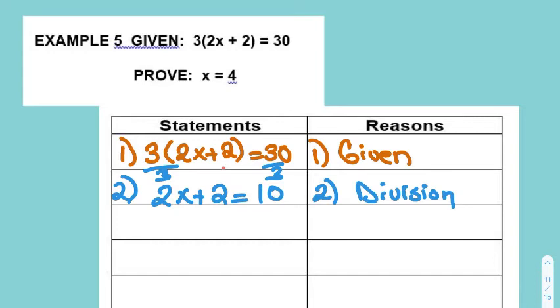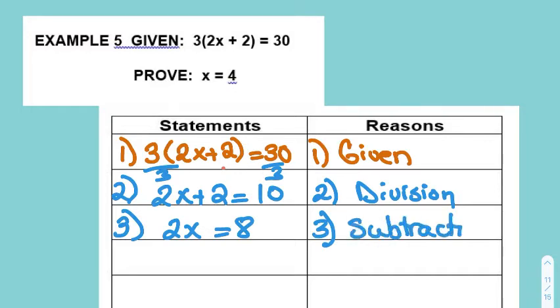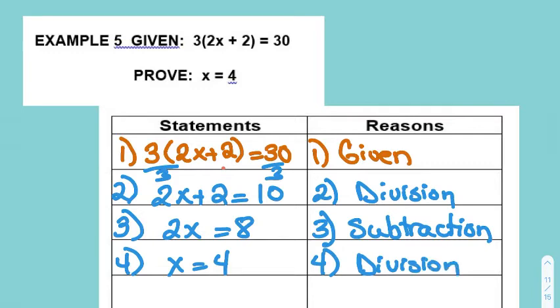And then from there we would subtract by 2. And that would leave us with 2x equal to 8. And that was again by subtraction. And then now again by division. Divide both sides by 2 and we get x is equal to 4. So as you can see, you can approach it by two different ways, especially since these are algebraic problems.